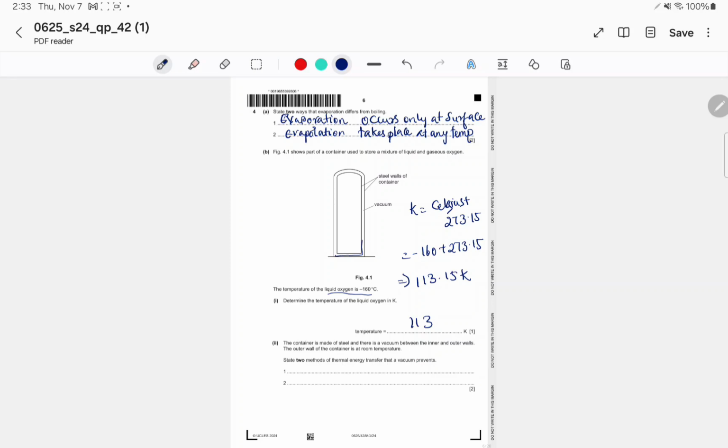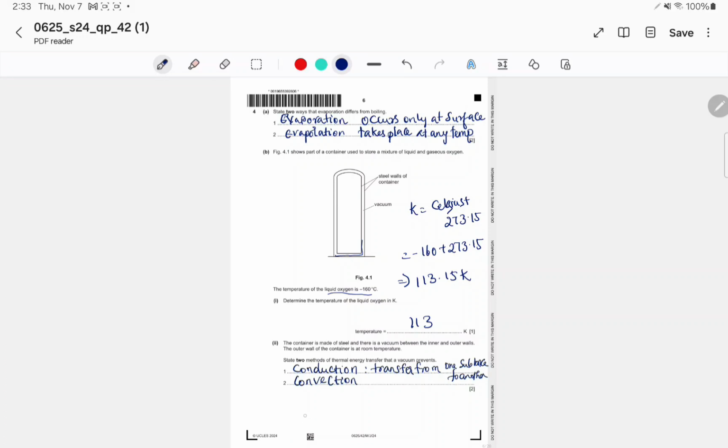Normally, thermal energy transfers, we know what it is. One is conduction. The other one is convection. Both can be prevented here. Conduction happens by transfer from one substance to another, but here there is a vacuum between them, so it cannot transfer, so thermal energy loss is prevented.